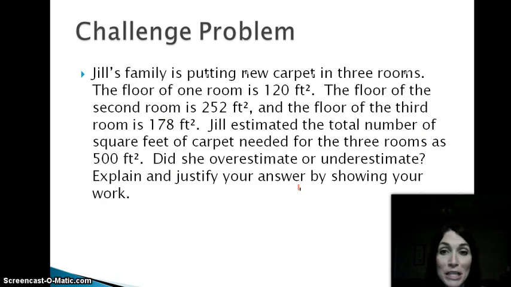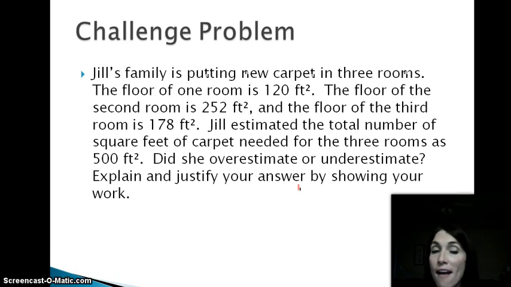Jill's family is putting new carpet in 3 rooms. The floor of one room is 120 feet squared. The floor of the second room is 252 feet squared. And the floor of the third room is 178 feet squared. Jill estimated the total number of square feet of the carpet needed for the 3 rooms as 500 feet squared. Did she overestimate or underestimate? Explain and justify your answer by showing your work.